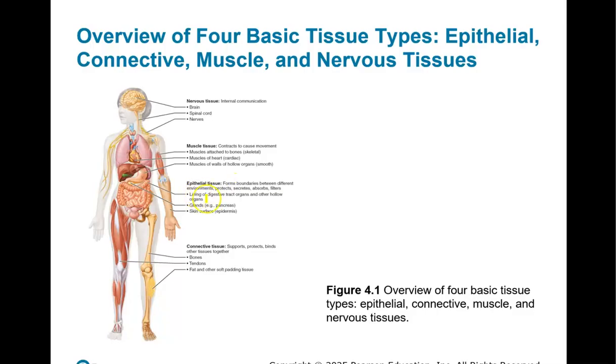But we have epithelial and connective tissue, which are the tissue types we're going to spend the most time on. Epithelial tissue forms linings and coverings in the body, and also glands. So the lining of the digestive tract organs and other hollow organs, inside and outside lining. Glands, like the pancreas, and then the surface of the skin, the epidermis, which is the outer surface of the skin, is epithelial tissue.